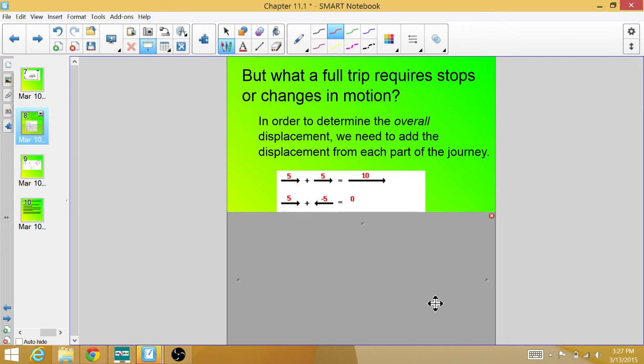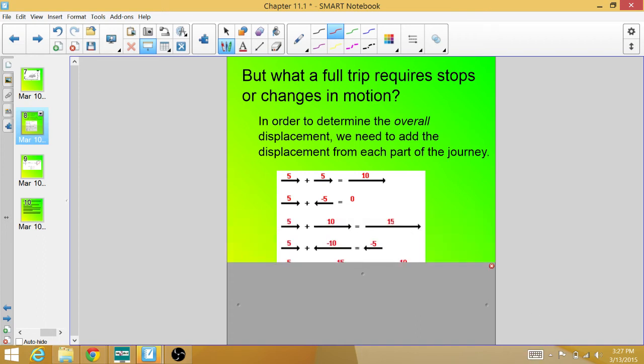The other reason is if you think about the displacement as the straight line distance from where you start to where you stop, if I walk 5 meters, stop, and go back to exactly where I started, I didn't really move at all, and so the displacement's going to be 0. And you can see by these two examples how we can add these arrows together that represent our displacement to get an overall displacement.